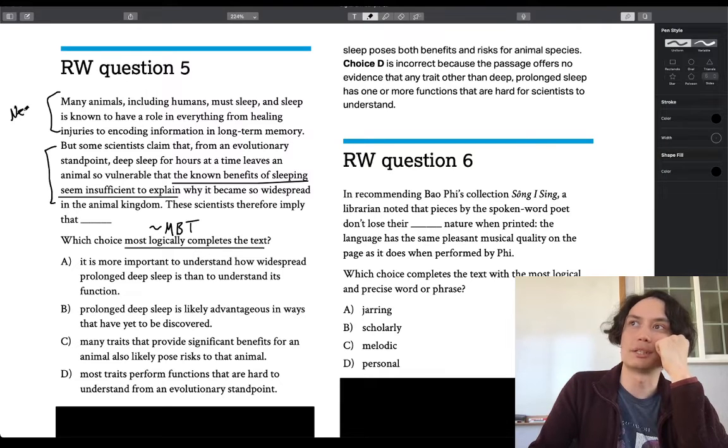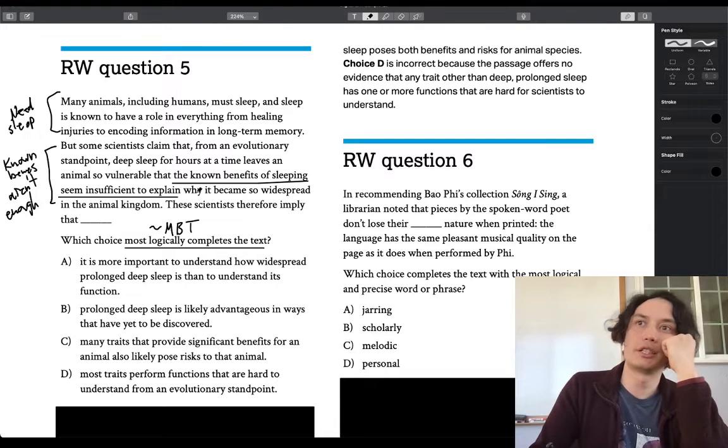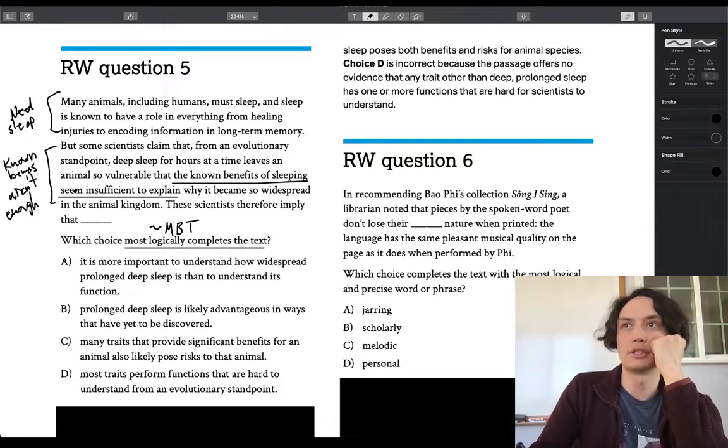So we need sleep, that's a fact. But the known benefits, the known bennies, aren't enough. Now, again, our job is to treat these two claims as facts. We need a lot of sleep, but the known benefits of sleep aren't sufficient to explain why it became so widespread. These scientists therefore imply that there must be some unknown benefit to sleep.